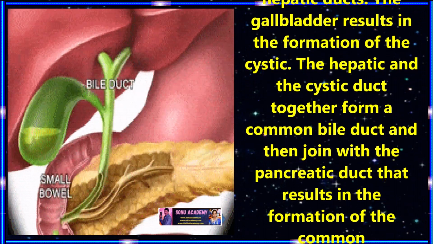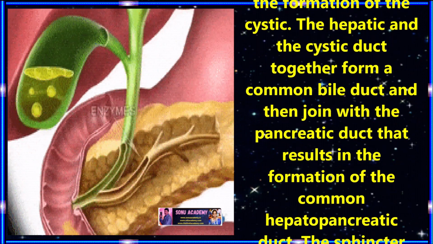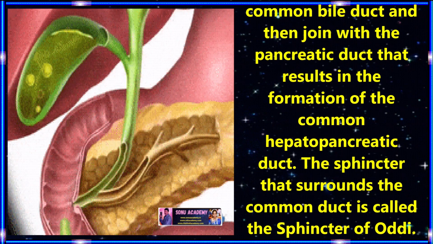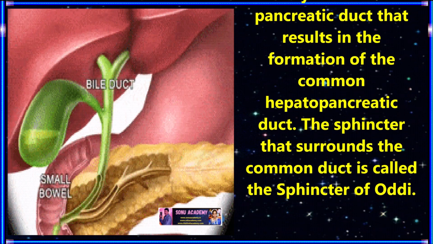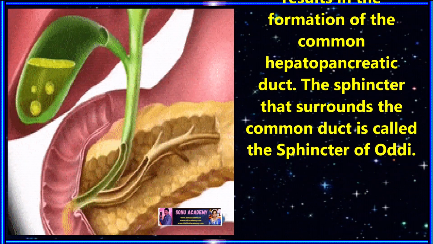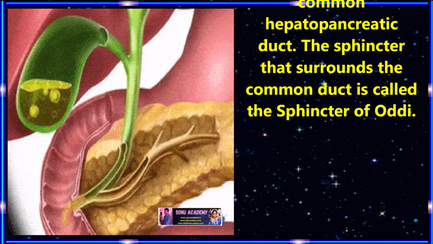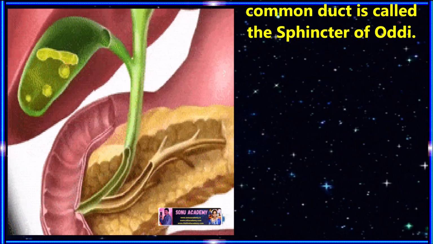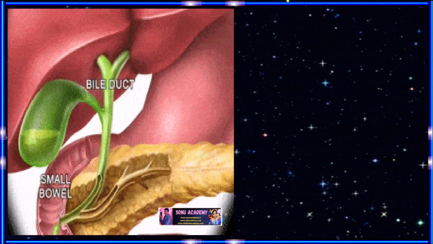The gallbladder gives rise to the cystic duct. The hepatic and the cystic duct together form a common bile duct, which then joins with the pancreatic duct, resulting in the formation of a common hepatopancreatic duct. The sphincter that surrounds the common duct is called the sphincter of Oddi.